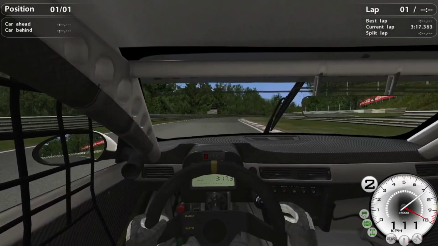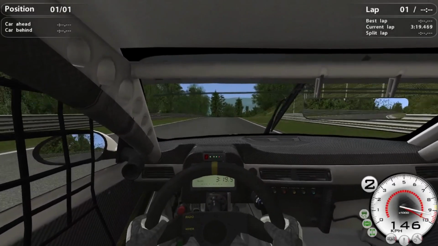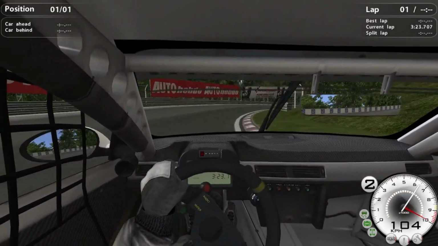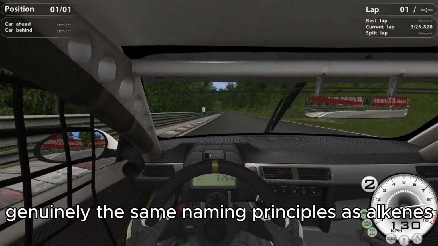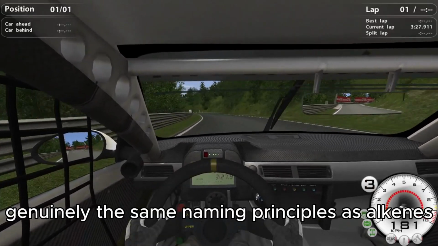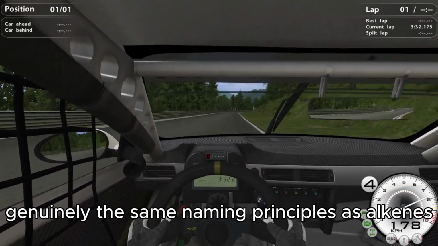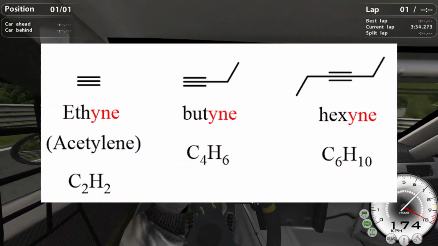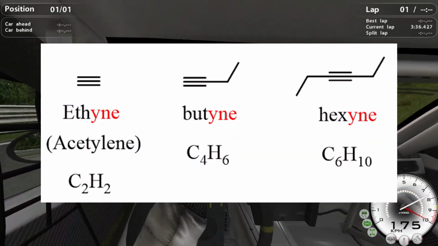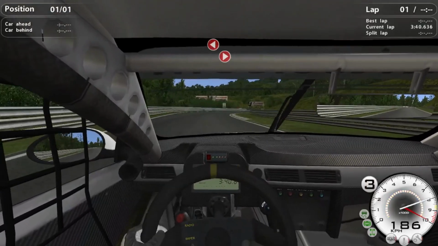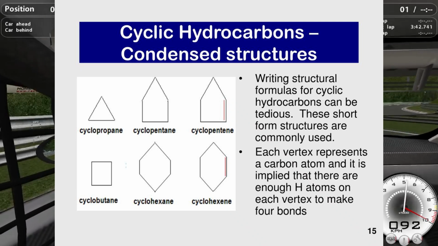Hence why we give it the number in between, unlike alkanes where it's just the normal name. So for alkynes, it's literally the same thing, except now the suffix is going to be -yne. Same rules as alkenes, except just that. Yeah, same rules overall. So we have something called cyclic hydrocarbons, which basically just add on to this.